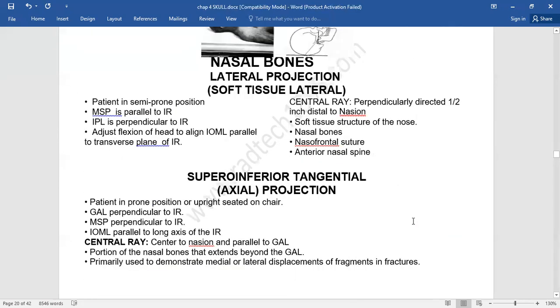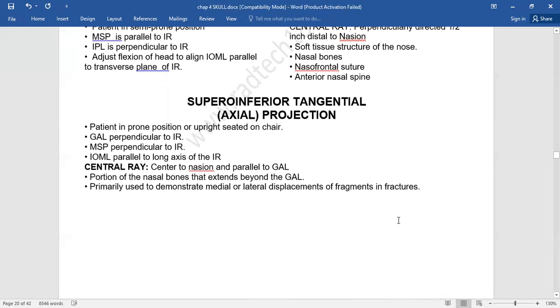Next, for nasal bones, so lateral, the same pa din ang position. Again, nagkakaiba lang sila sa central ray and sa structures demonstrated. So for STL or soft tissue lateral, so central ray is perpendicularly directed 1/2 inch distal to nasion. So soft tissue structure of the nose is demonstrated, also the nasal bones, the nasofrontal suture, and the anterior nasal spine.